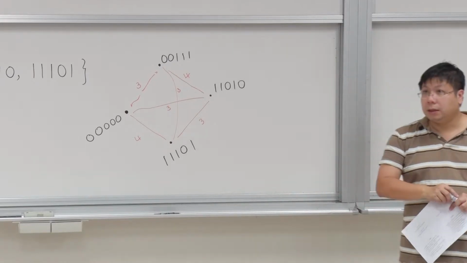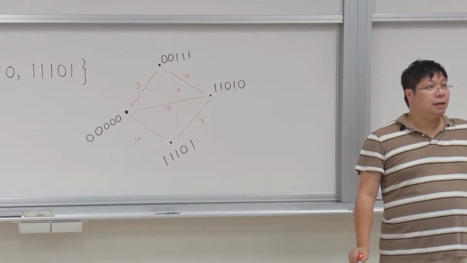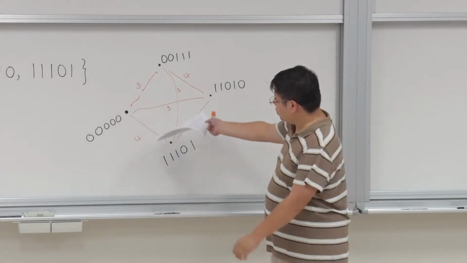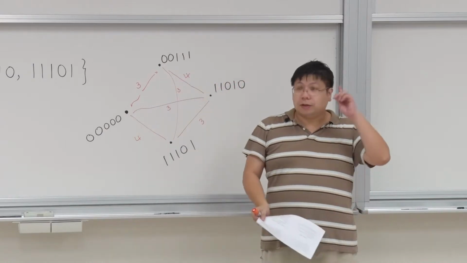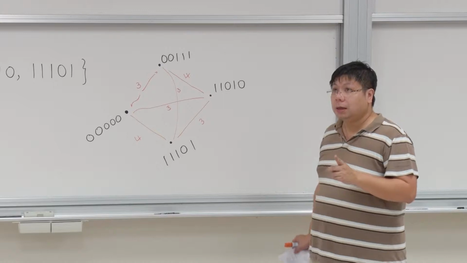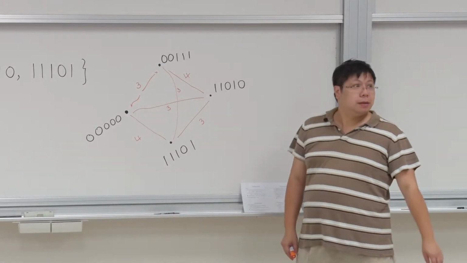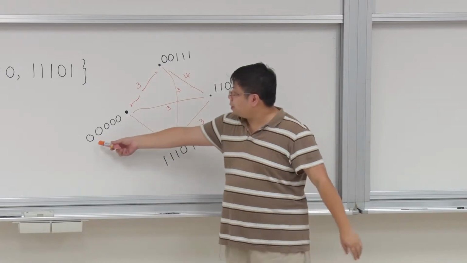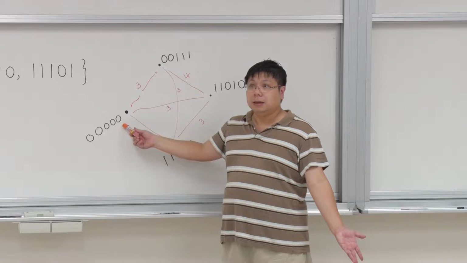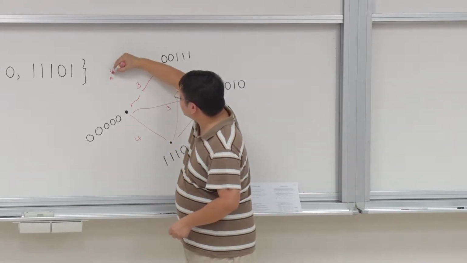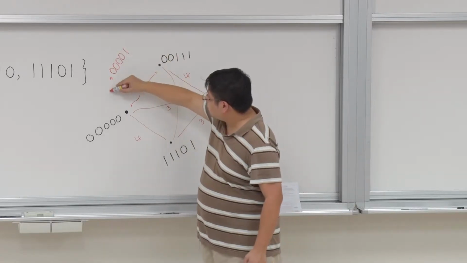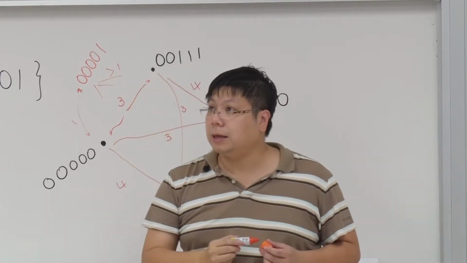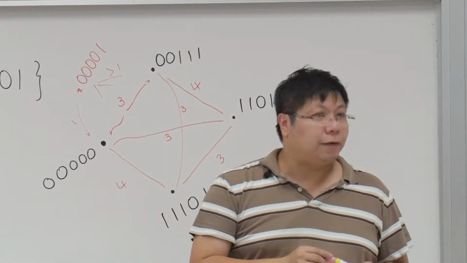So the distance between any pair of them is at least 3. So in other words, what does that mean? If the transmission has no error, then of course we don't have any problem decoding. If the transmission has 1 bit error, then it's good. Let's say this one you transmit it to become 0, 0, 0, 0, 1. Then the distance of this one is 1, and then the distance for this one to the other 3 will be greater than 1. Is that okay?